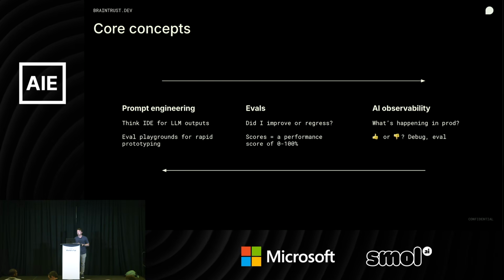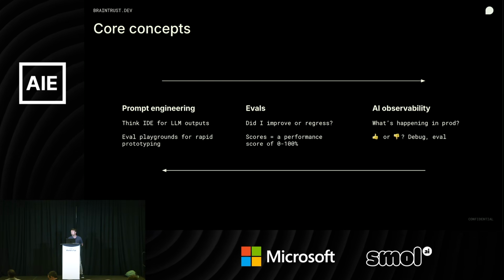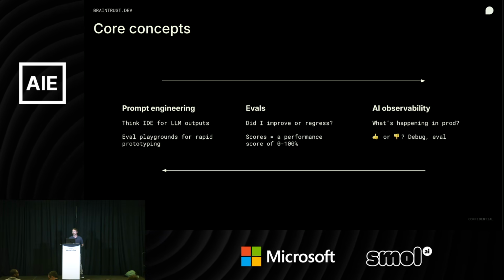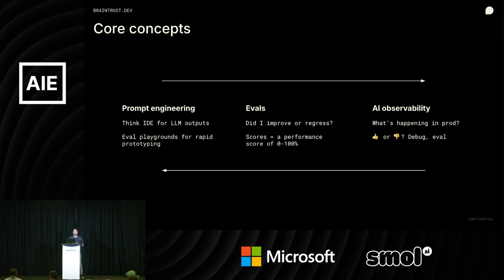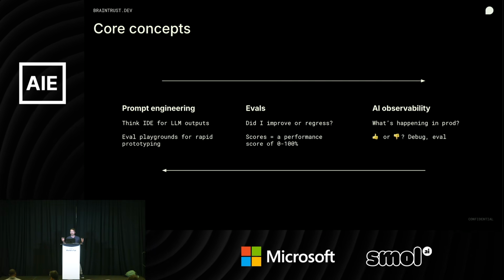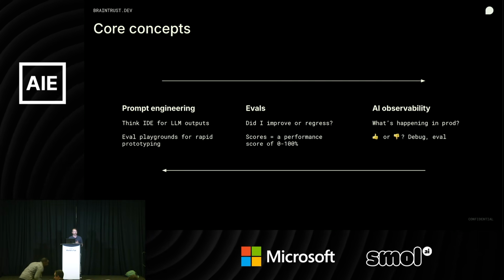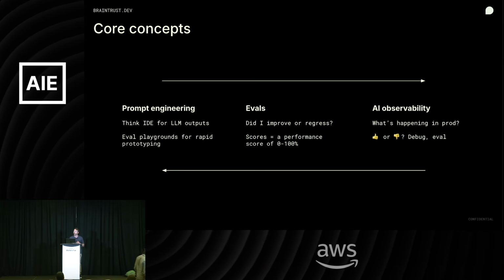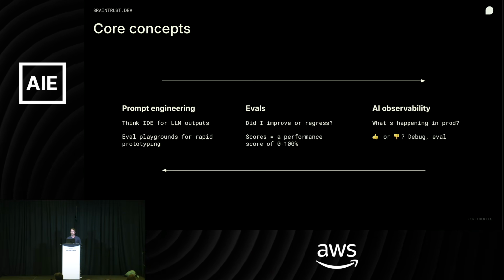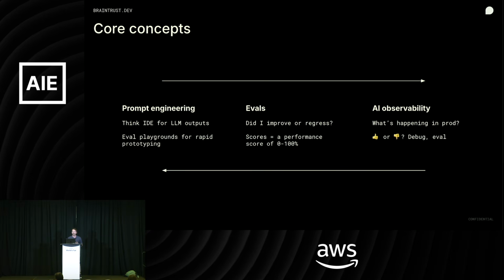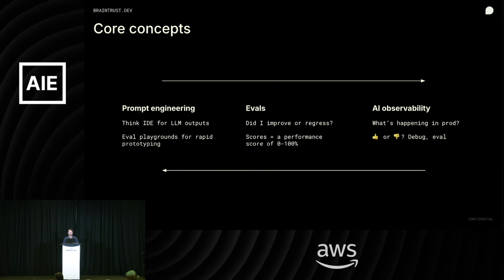So let's start talking a little bit about the core concepts of Braintrust. Obviously, we're here to talk about evals. The things that I think you see, like these arrows going one way and the other, this again is that flywheel effect that I described earlier. There's the prompt engineering aspect of this.